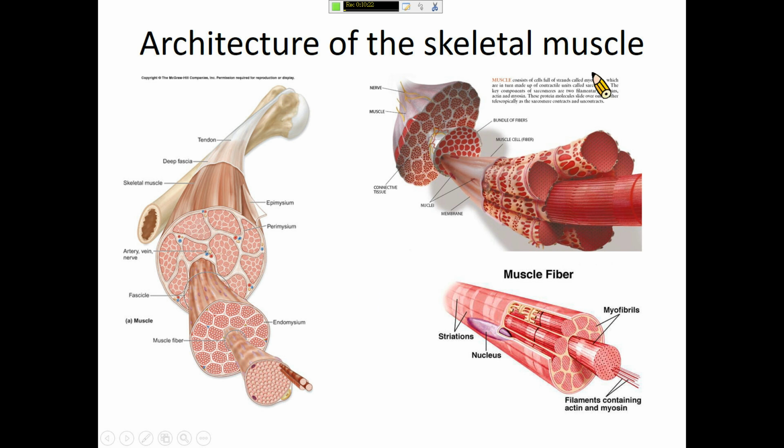And then if you look at the top right, these are nerves. Okay. And there are also some vessels. Okay. So the nerve and vessels actually attach on the muscle fiber. Okay.